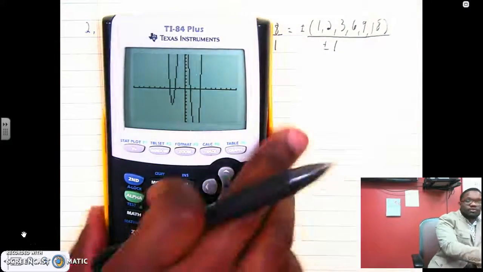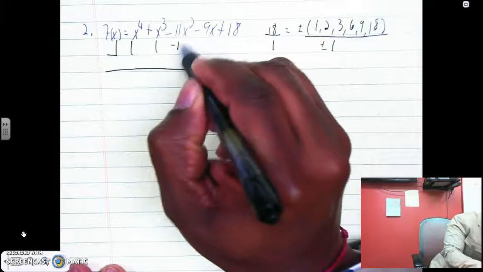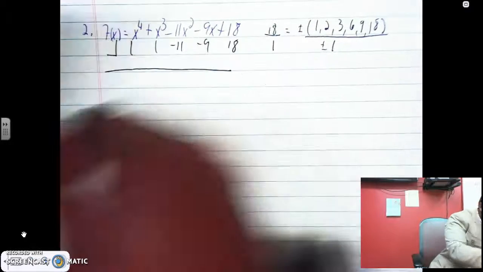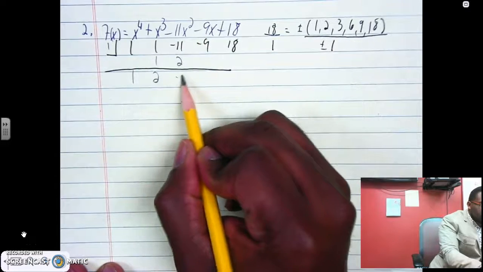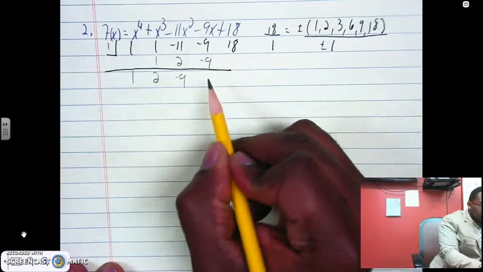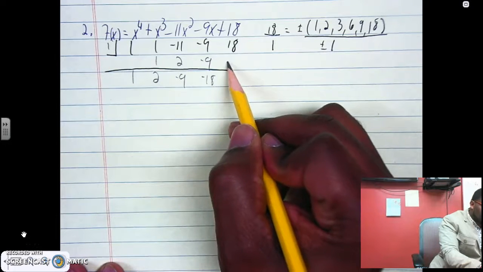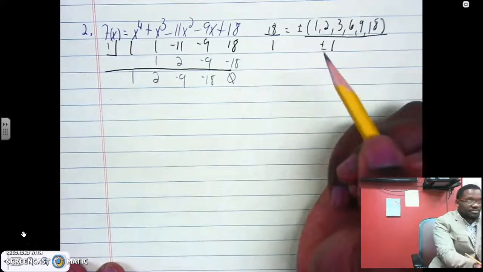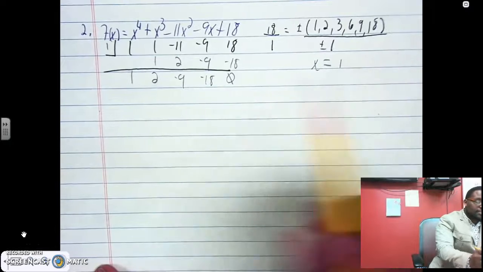How about +1? I'm going to try +1 in my synthetic division, where I get 1 and 1 and -11 and -9 and 18. So 1 times 1 is 1, that's 2. 2 times 1 is 2, that's -9. -9 times 1 is -9, that's -18. -18 times 1 is -18. And yes, that gives me 0. So I know that x equals 1 is one of my solutions.